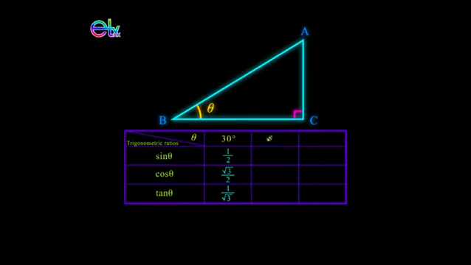When an angle is 45 degrees, sine 45 degrees is 1 over the square root of 2. Cosine 45 degrees is 1 over the square root of 2. Tangent 45 degrees is 1.